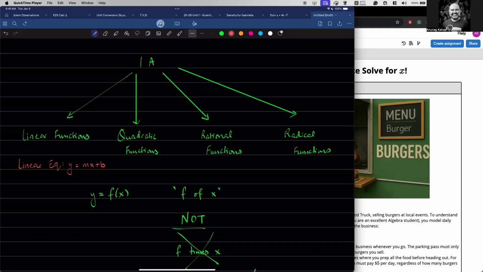We have something called function notation. I'm not telling you what a function is. That will come later. But all I'm saying today is y can be rewritten or replaced by f of x. This is not f times x. You're not multiplying f by x. All you're saying is f is a function of x. A function is just a machine. It eats something and then it poops something out.